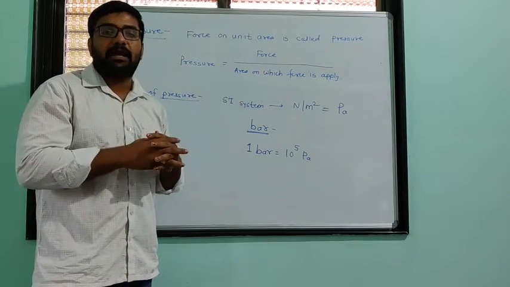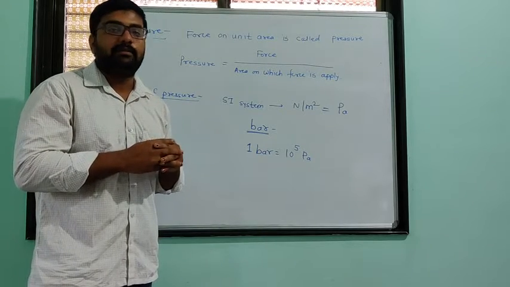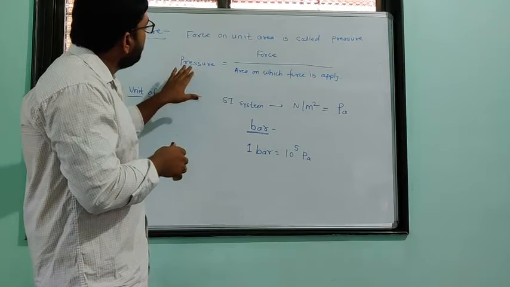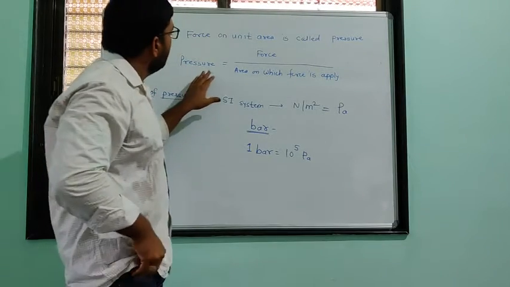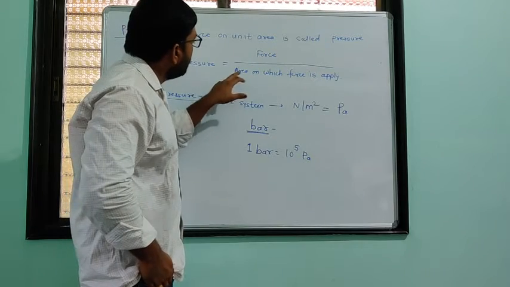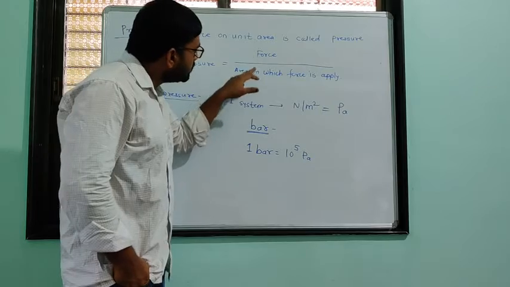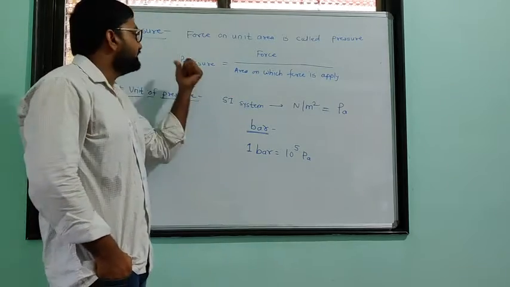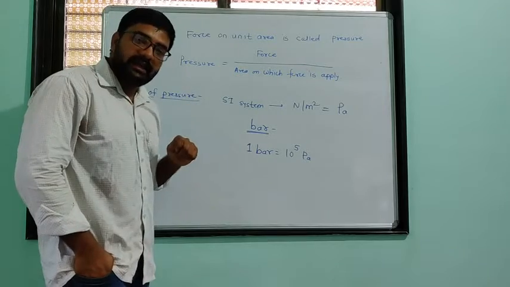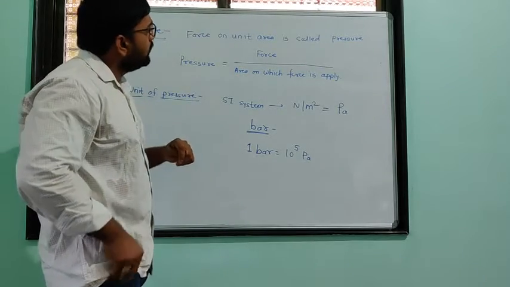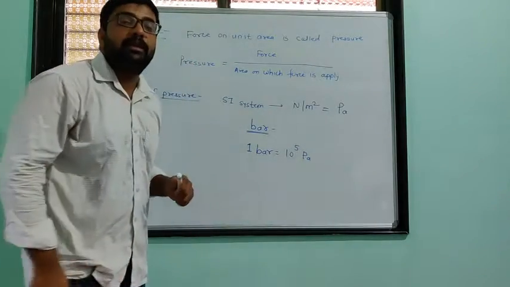Whatever force we apply on a unit area is simply called pressure. The formula of pressure is force divided by the area on which the force is applied. So simply force upon area is called pressure. Force is in the numerator and area is in the denominator.